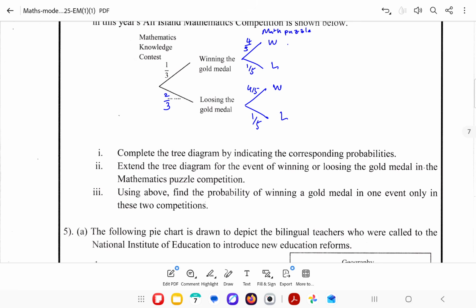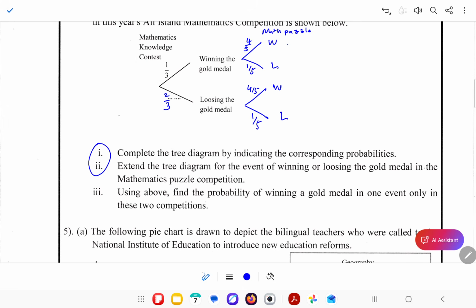Extend the tree diagram for the event of winning or losing the gold medal in the mathematics puzzle competition. We did the second part also. So the first two parts are done. Using the above, find the probability of winning a gold medal in one event only in these two competitions.